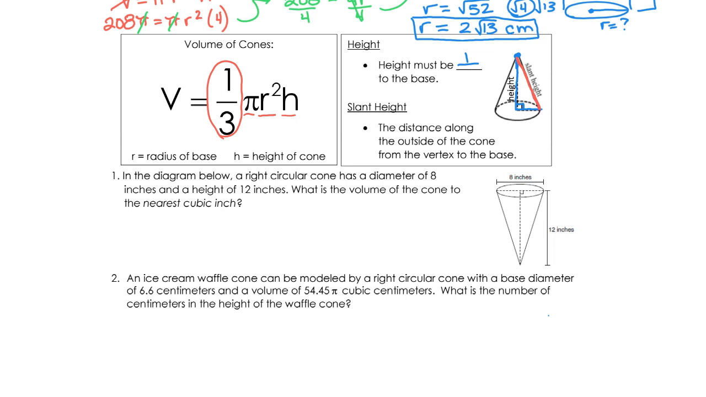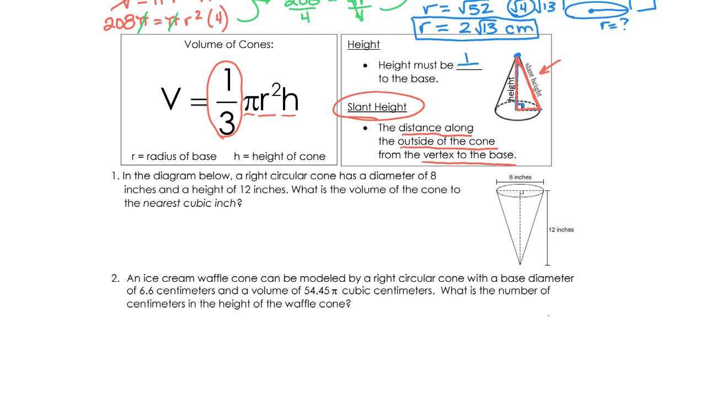That slant height actually has a longer length than the actual height, because that slant height is the hypotenuse of our right triangle, known as the longest side. So again, the distance along the outside of the cone from the vertex to the base is called our slant height. If we're given that, we can't use it as our height. We'll have to use the Pythagorean theorem to figure out our height from the slant height. All right, let's see how we do.